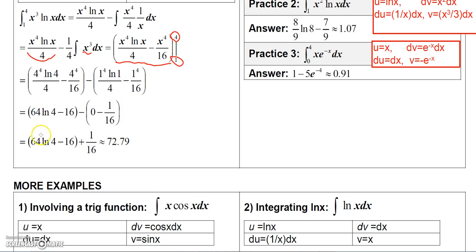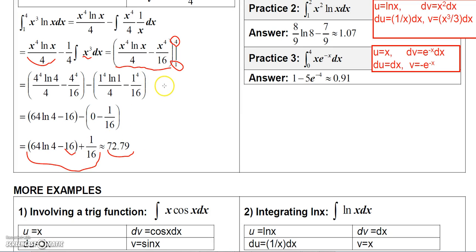Now, simplifying this, I get 64 natural log of 4 minus 16, and then since I'm subtracting a negative, I'd have plus 1/16. And then if you needed a decimal value, you could just plug it in your calculator to figure it out. I got 72.79 rounded to 2 decimals. So that's the answer. Now, if you didn't want the decimal, you could combine minus 16 and plus 1/16 and get a fraction. But that's your answer there.